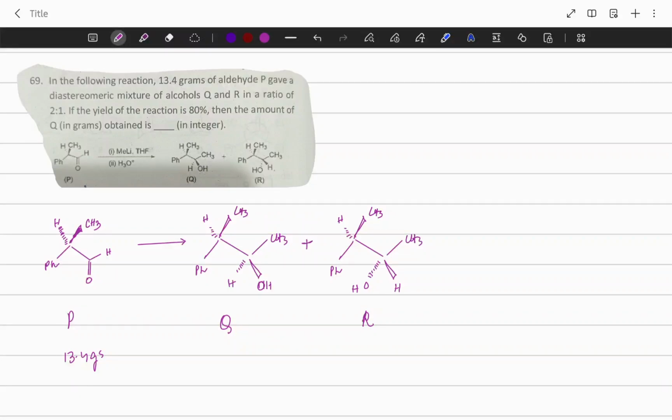So we're back with new questions of GATE 2025. This question has been asked in the GATE 2025. In the following reactions, 13.4 grams of aldehyde P gave a diastereomeric mixture of alcohols Q and R in a ratio of 2:1. If the yield of the reaction is 80%, the amount of Q in grams obtained is, you have to find out.